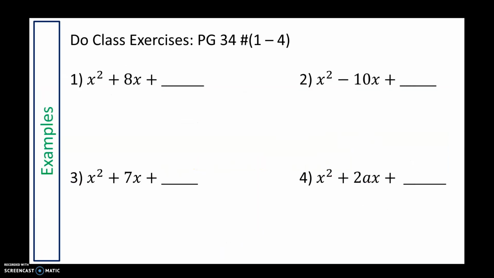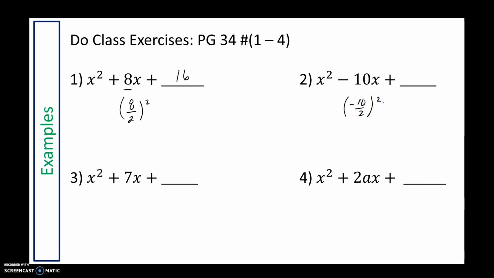Okay, so you'll have directions that say what value would you need in order to complete the square here. So here's b. I take half of b, and then I square it. 8 divided by 2 is 4. 4 squared is 16. Take half of b and square it.